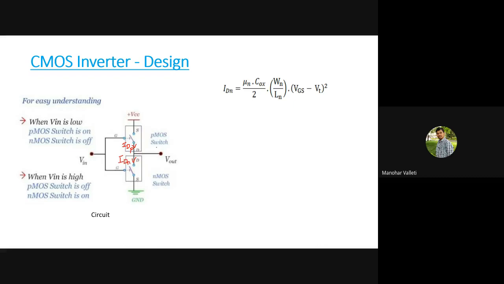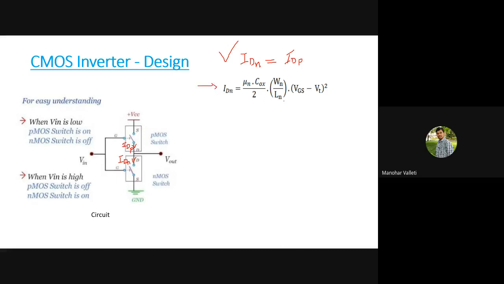From this connection mechanism, you clearly understood IDN. The drain current flowing in the NMOS has to be equal to IDP, right? Both have to be equal. But we will try to see whether this is possible with the help of equations or not. As per my connection mechanism, if you want proper switching, when you apply 0, one is on and the other off. If you apply 1, this is off and that is on. For that proper switching to happen, this current has to be proper, meaning IDN equal to IDP. So this is the IDN equation.